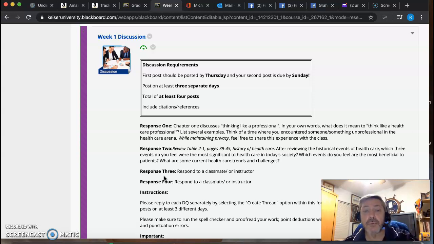Again, Chapter 1 has a paragraph titled Thinking Like a Healthcare Professional. You can go to that paragraph. You should have done the reading so you can find that paragraph. And this will provide you with the different examples of thinking like a healthcare professional. In your own words, what does it mean to think like a healthcare professional?